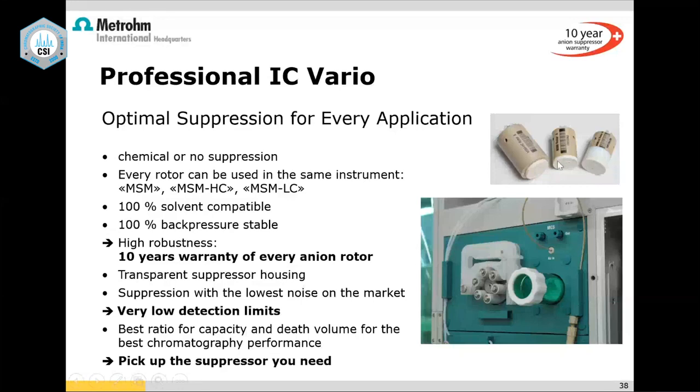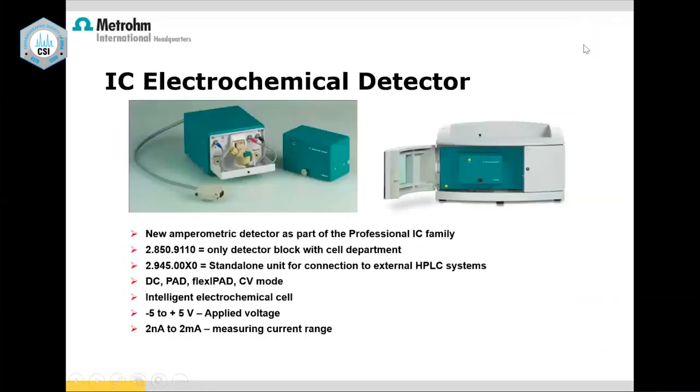As I said, these are three different types of suppressors. This is a low capacity. This is a standard capacity. And this is a very high capacity for high ionic strength eluents. Low capacity is used for 2 mm ID columns, and standard is used for 4 mm as well as 2 mm; both can be used. And high capacity is mostly used for 4 mm ID columns for high ionic strength eluents, and all three carry a 10-year warranty.